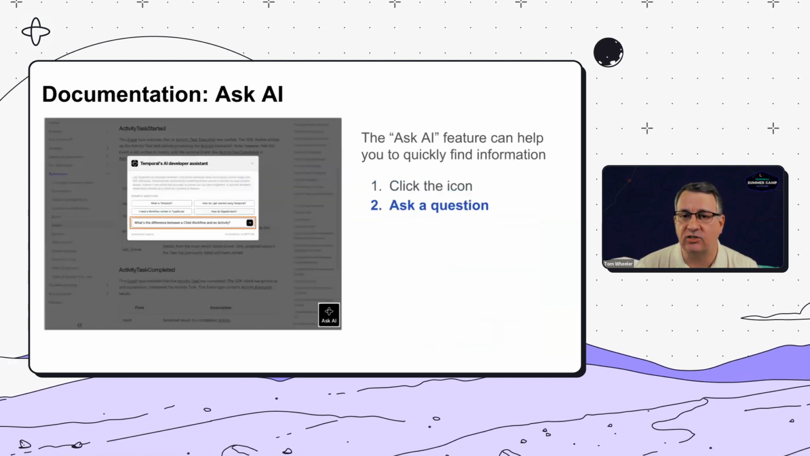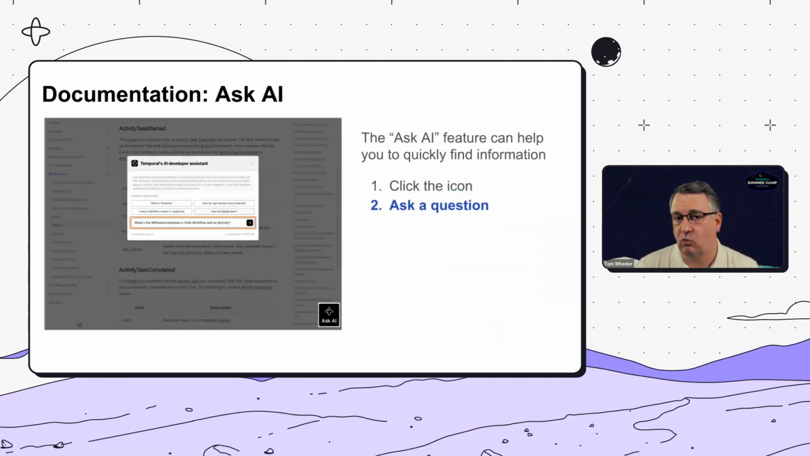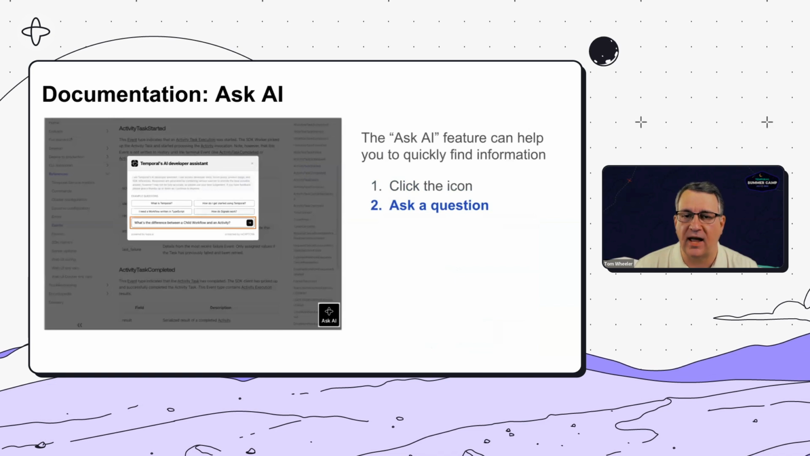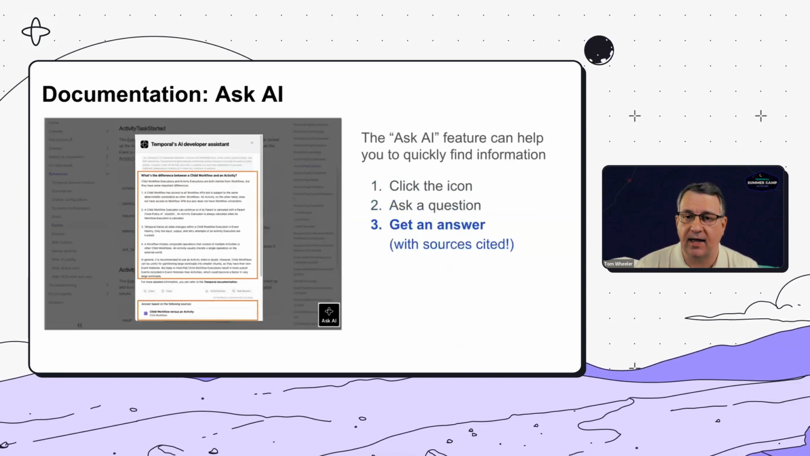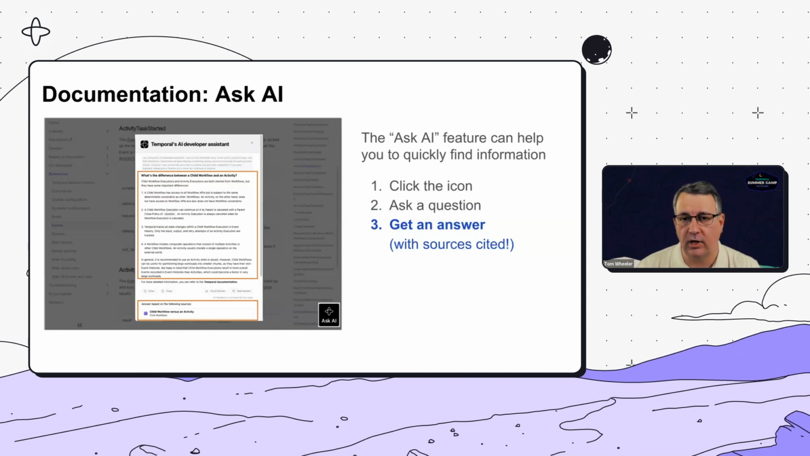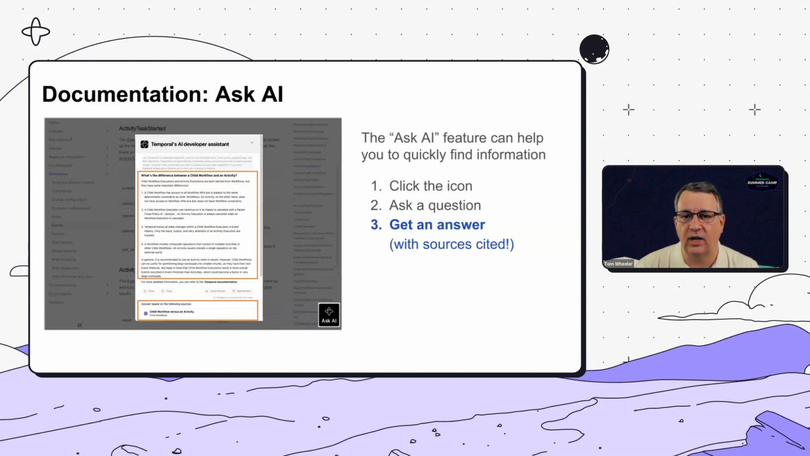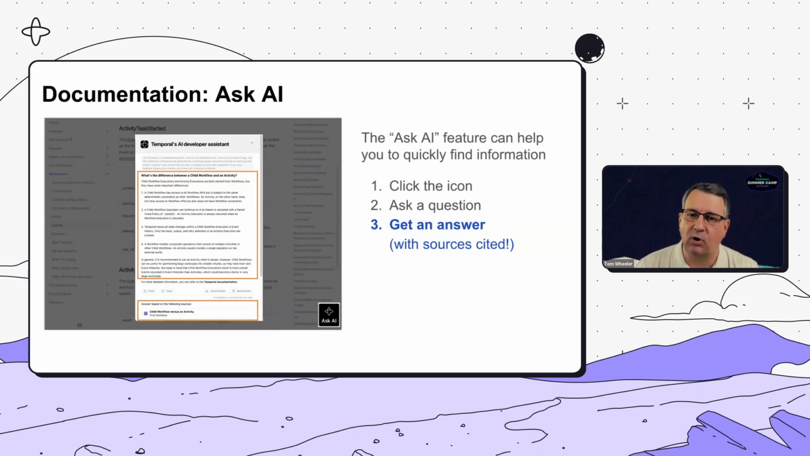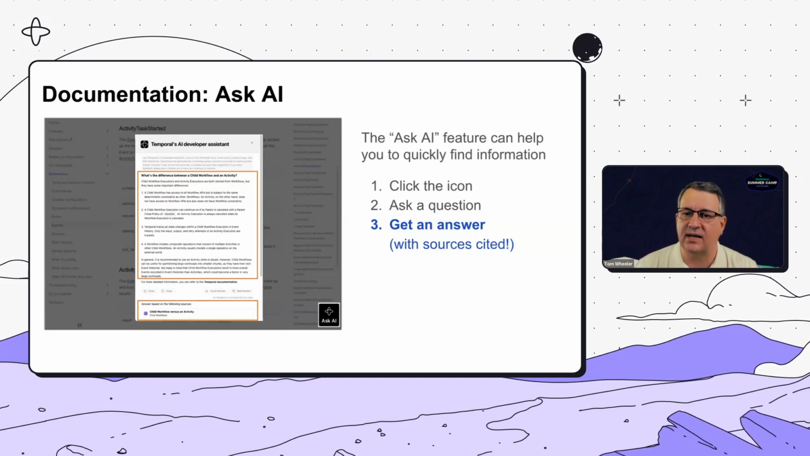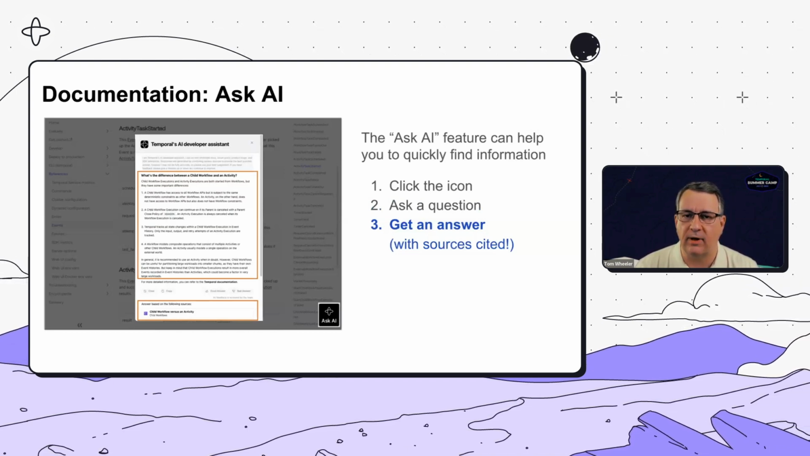That pops up a box where you can enter the question, such as, what's the difference between a child workflow and an activity? It thinks for a moment, and then it begins typing out an answer. I'll caution you that, like any other AI tool, it's not 100% perfect, but it's a lot better than most. The best part is that below the answer, it cites its sources, so you can read up more about it directly.